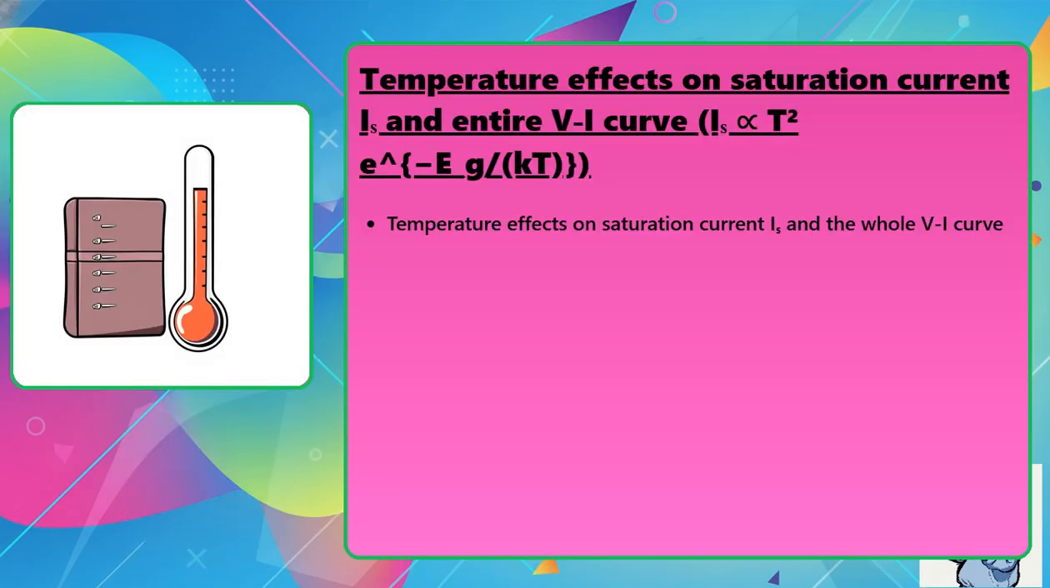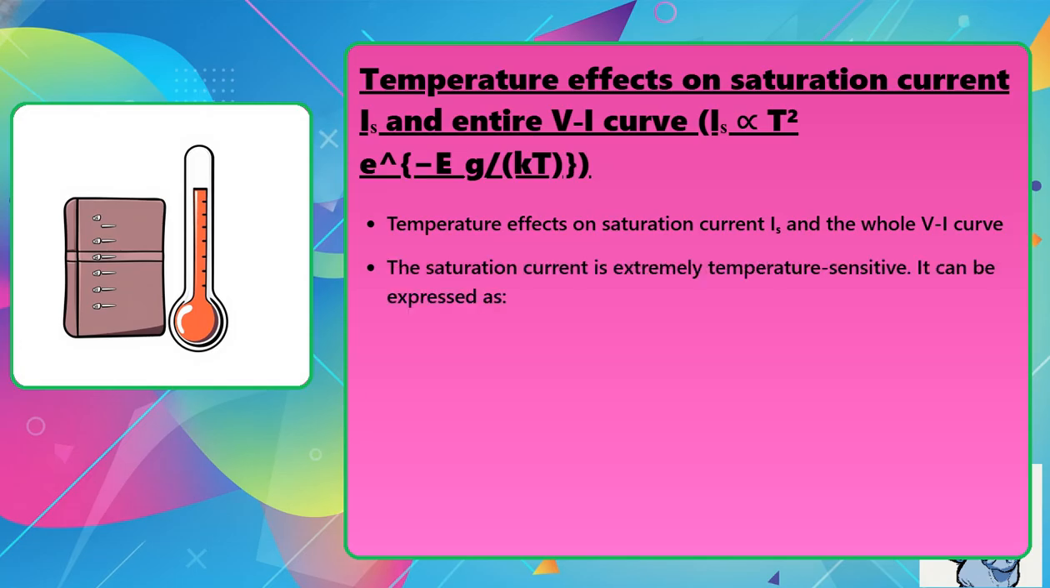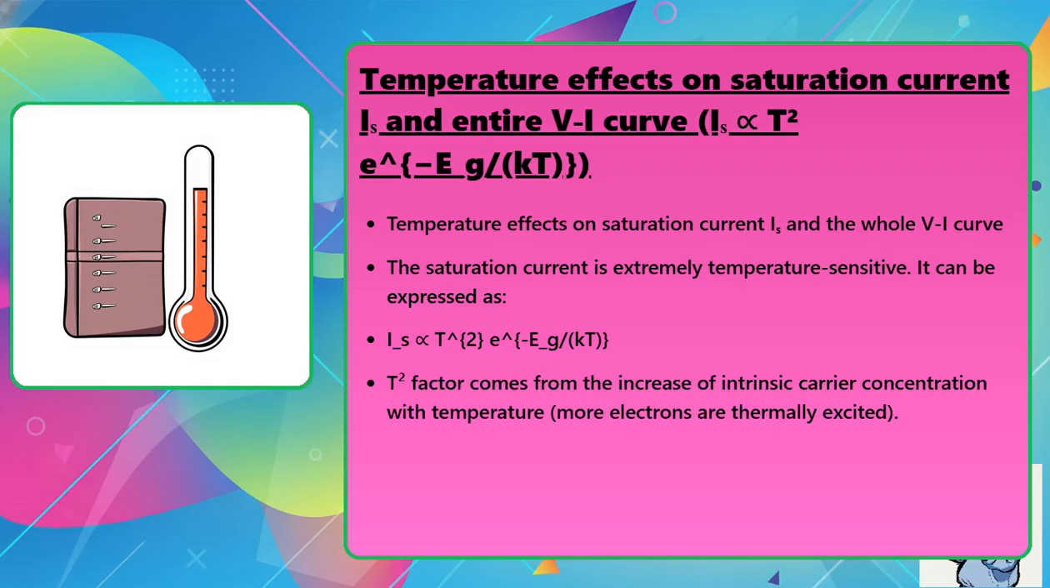Temperature effects on saturation current I_S and the whole V-I curve. The saturation current is extremely temperature sensitive. It can be expressed as I_S proportional to T² times e^(-E_G/kT). The T² factor comes from the increase of intrinsic carrier concentration with temperature. More electrons are thermally excited.